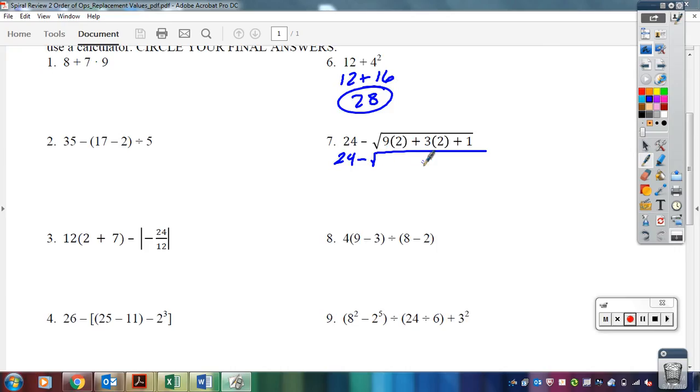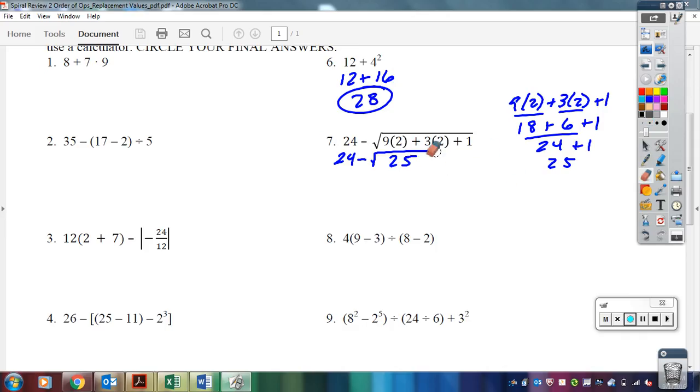I'm actually going to take this work to the side. Kind of keep it nice and neat. 9 times 2 is 18, plus 3 times 2 is 6 plus 1. So that's 24 plus 1, or 25, which was nice because otherwise it would have been a perfect square. Let me erase this extra stuff that I don't need. Square roots, again, technically fall under the E part of PEMDAS.